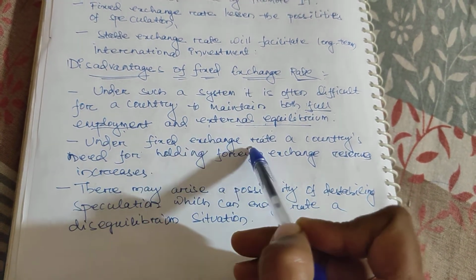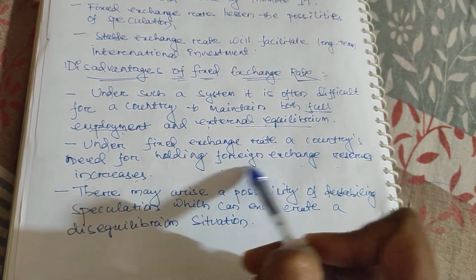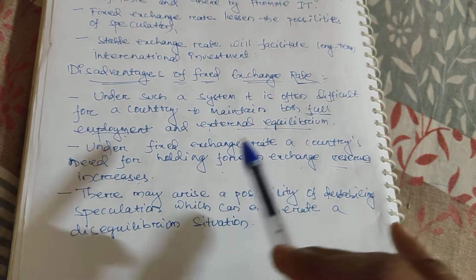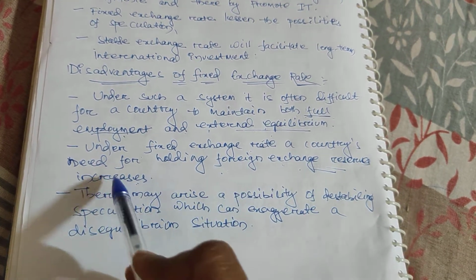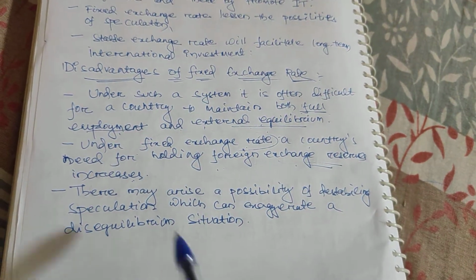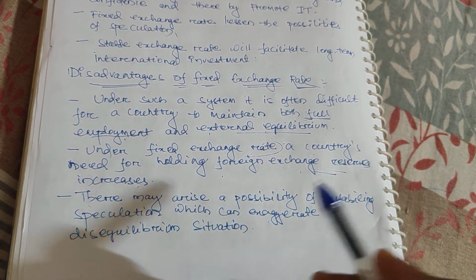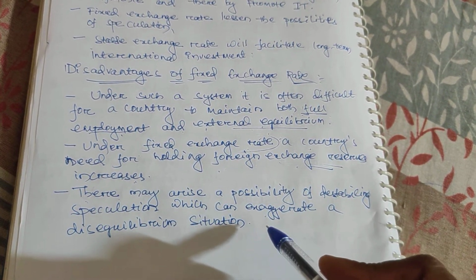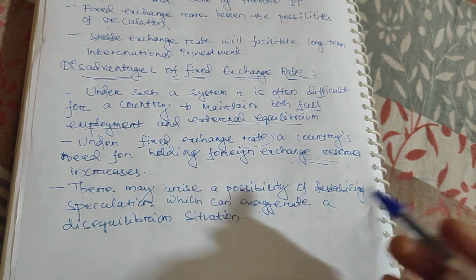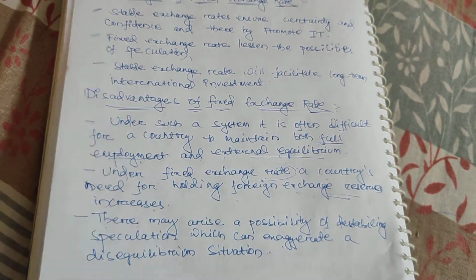Next, under fixed exchange rate, a country's need for holding foreign exchange reserves increases. Obviously foreign exchange reserves increase under the fixed exchange rate. It is very necessary; if the necessary amount of foreign exchange is not reserved, then making adjustment under fixed exchange rate is not possible, as I explained in the previous diagram also. There may arise a possibility of speculation which exaggerates a disequilibrium situation also. It will most probably happen in a fixed exchange rate. This is all about fixed exchange rate.